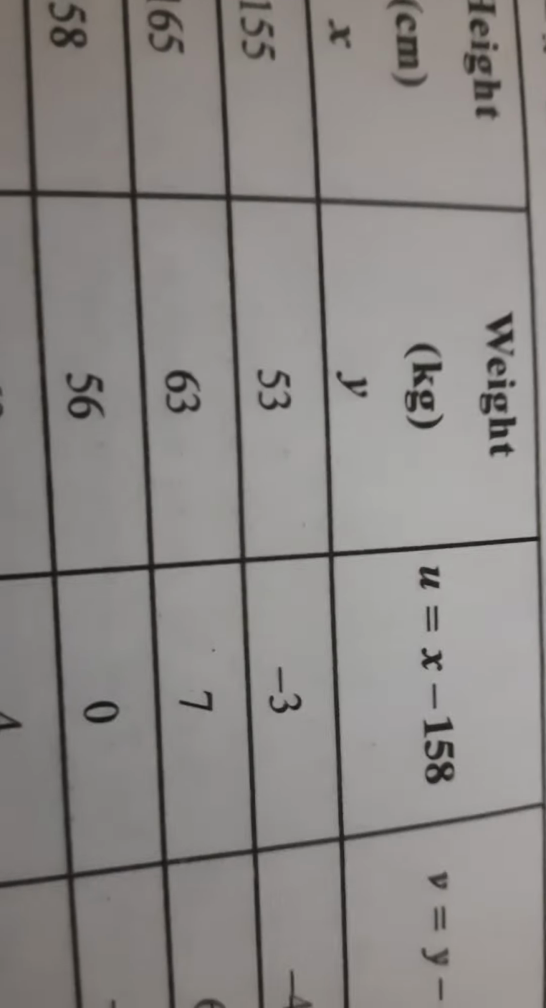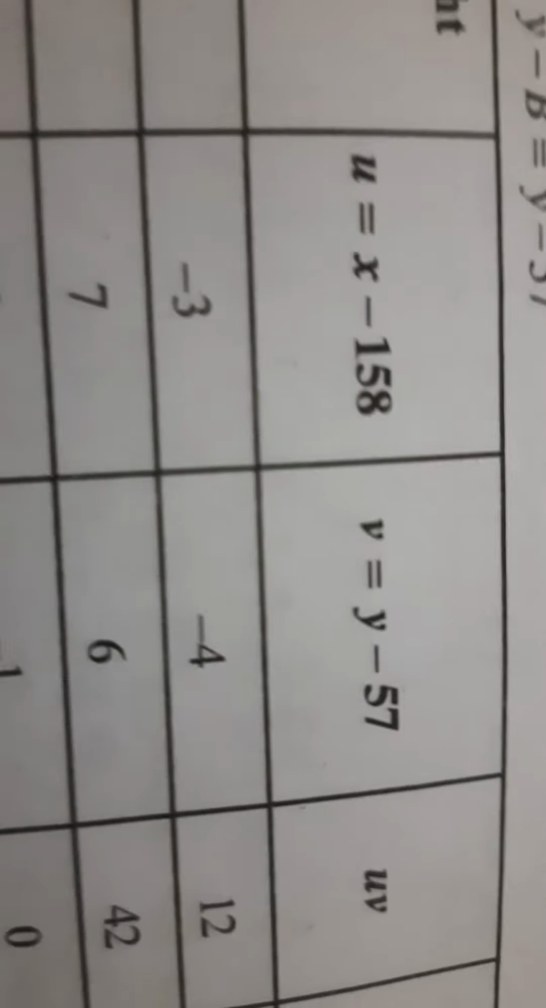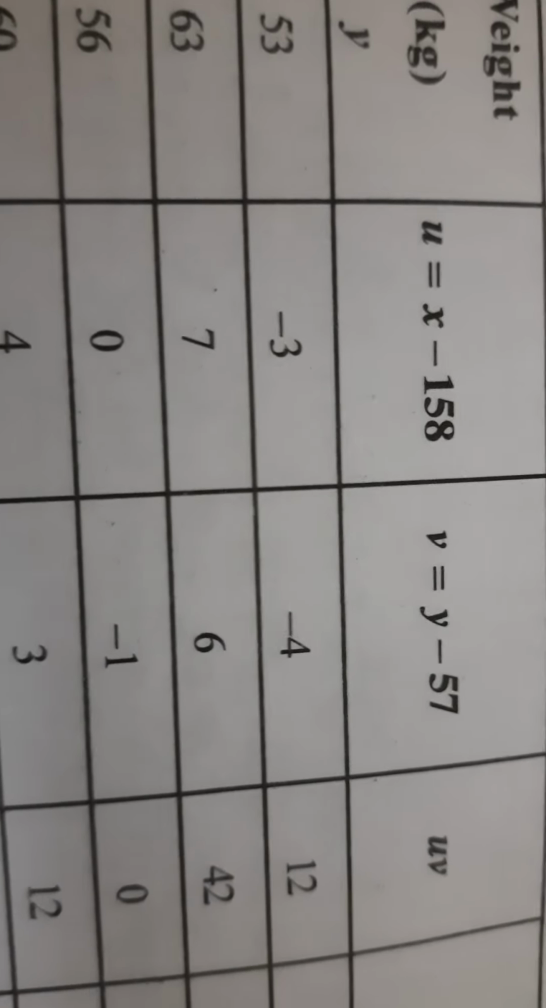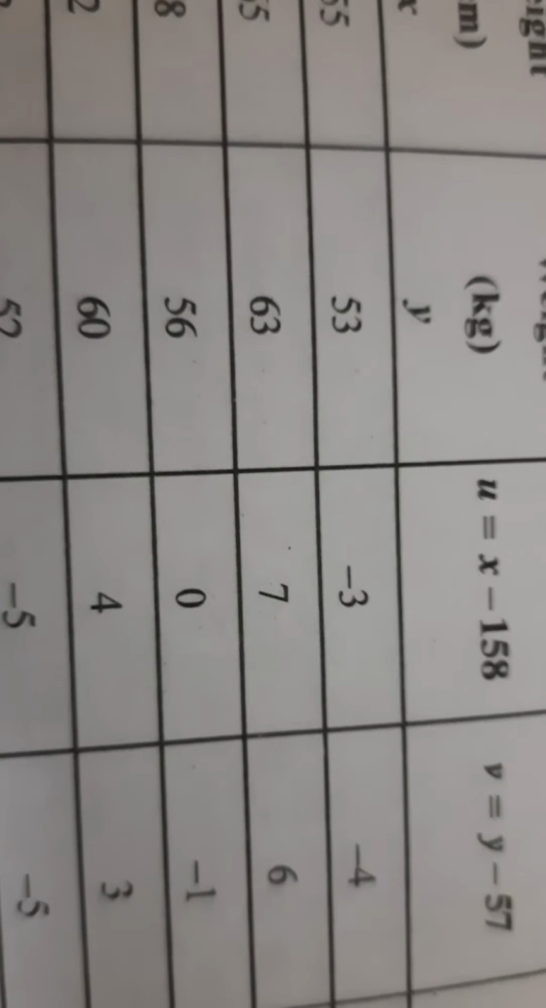Now we will make the table in this format: first x and y, then u and v, then uv, and u squared, and v squared. This way we will work it out. Now to get the value of u, what we do is x minus 158. From the value of x, that is 155, deduct 158, therefore we get minus 3.